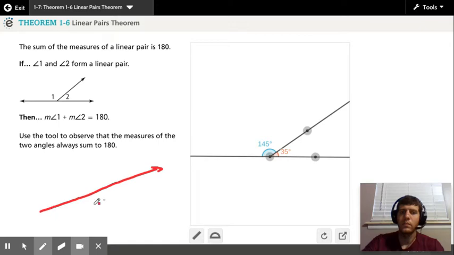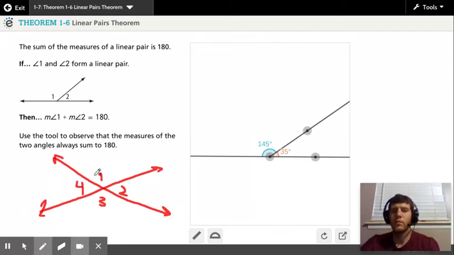So let's draw this as an example here. We have two lines intersecting. The adjacent angles formed by two lines intersecting are going to be the linear pairs. So 1 and 2 here are a linear pair. Angles 2 and 3 are a linear pair. Angles 3 and 4 are a linear pair. And angles 1 and 4 are a linear pair. They're adjacent angles formed when two lines intersect each other.